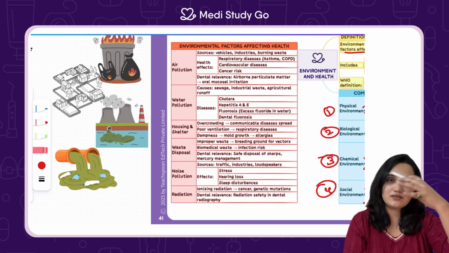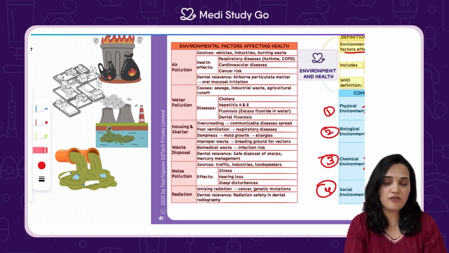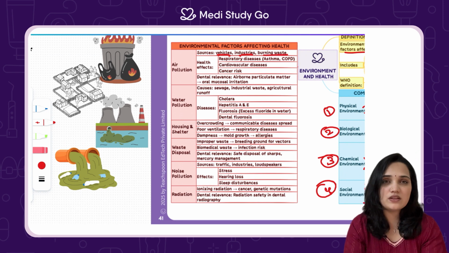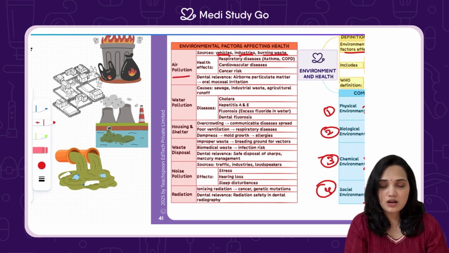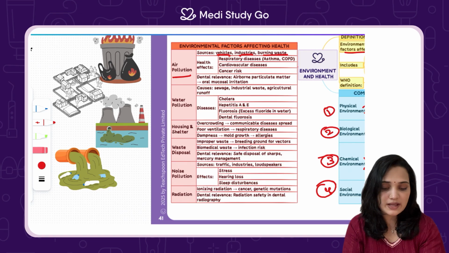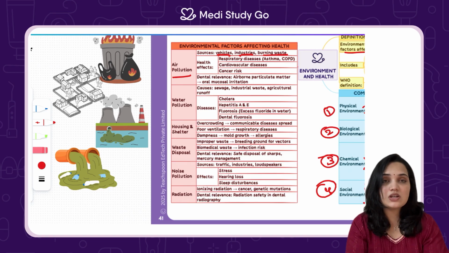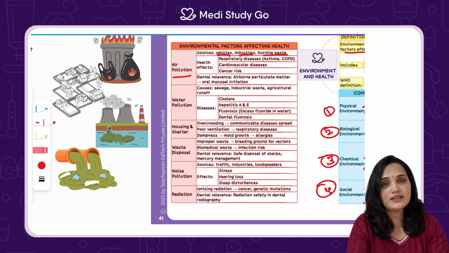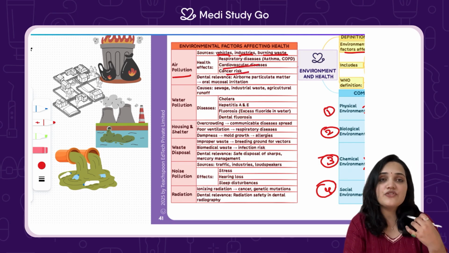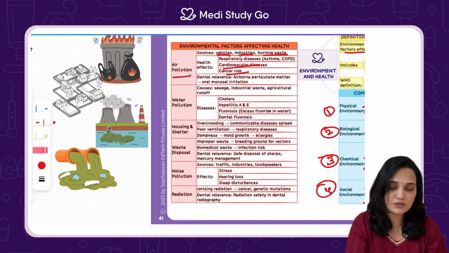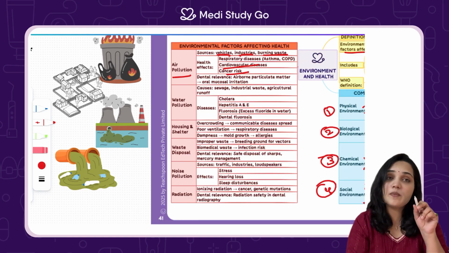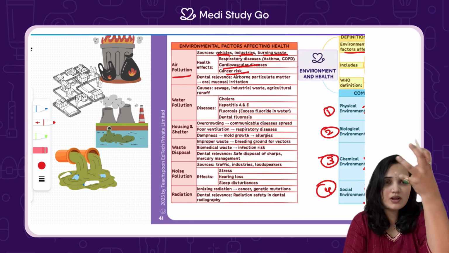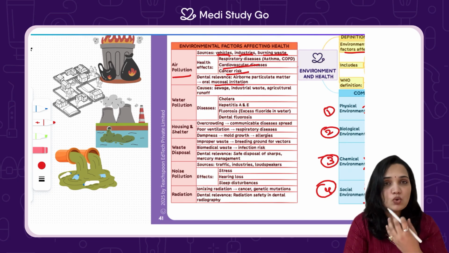Firstly, our air. Air pollution comes in many forms, like from the vehicles that we use, the industries, and the burning of waste. All this causes some health effects. The health effects are respiratory diseases such as asthma or COPD, cardiovascular diseases, and an increased risk of cancer also. The dental perspective that we can see is that airborne particulate matter, or airborne particles, can also cause mucosal irritation.